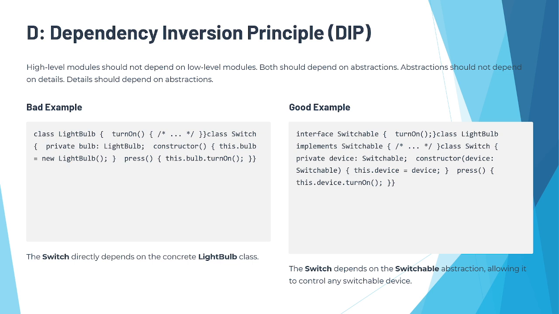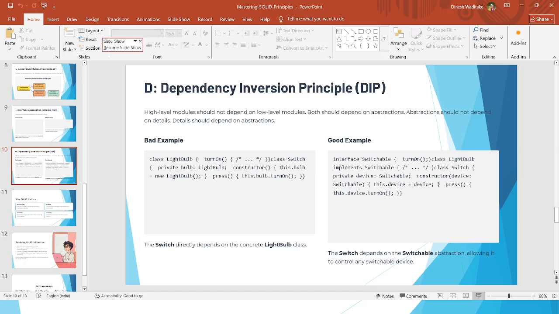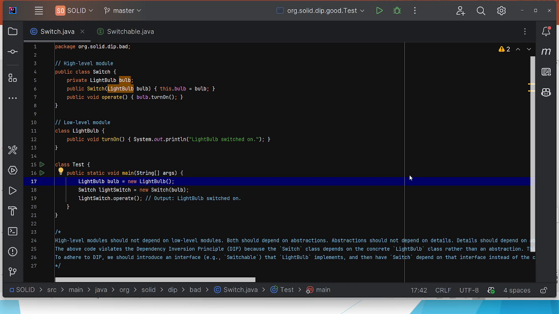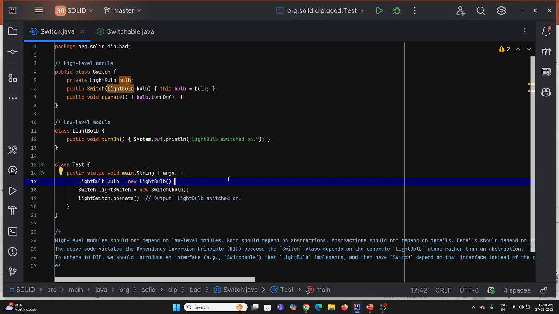This sounds quite lengthy, but yeah, let's make it simple. Let's understand it through an example. Okay, so let's take one bad example, and then we'll go with a good example as usual. As per our definition, high level module should not depend on low level module. Let's target this one first.